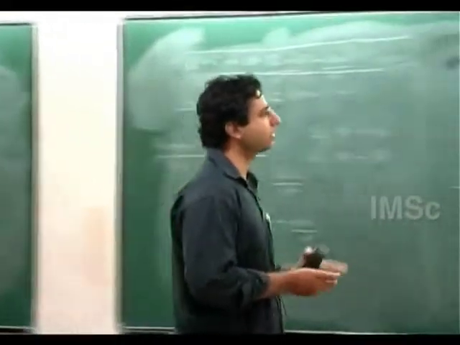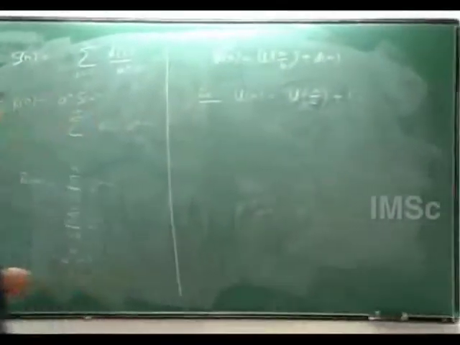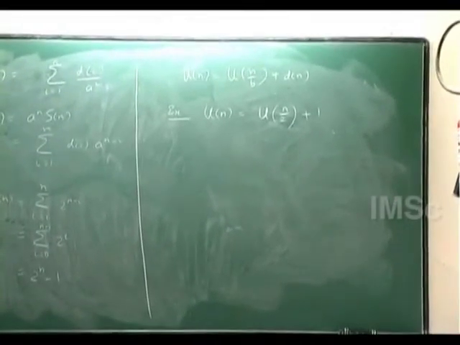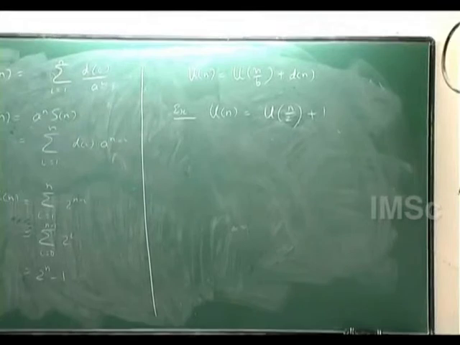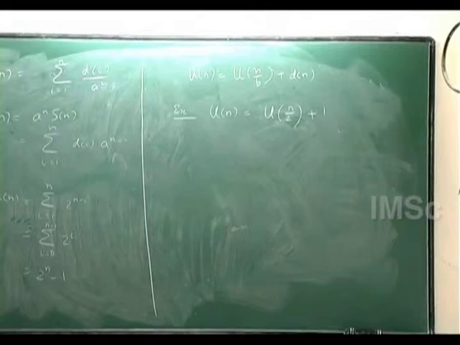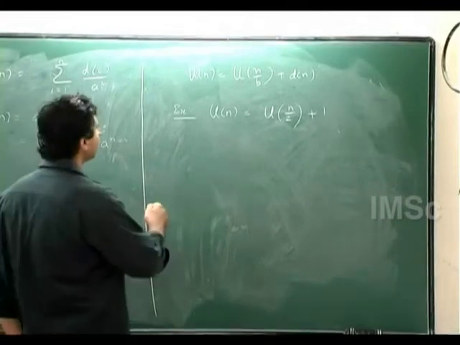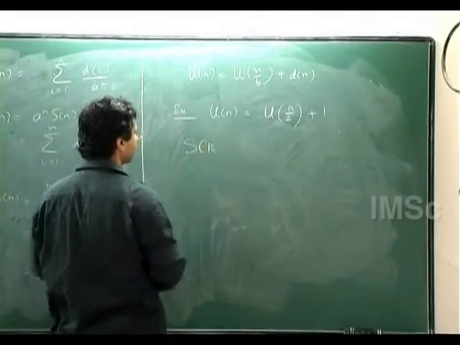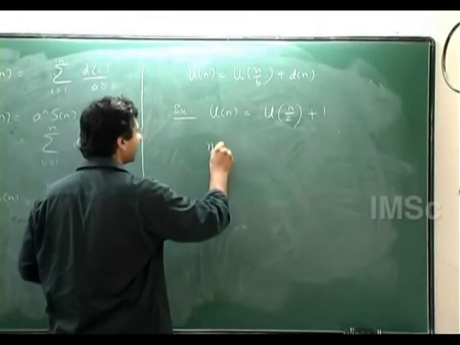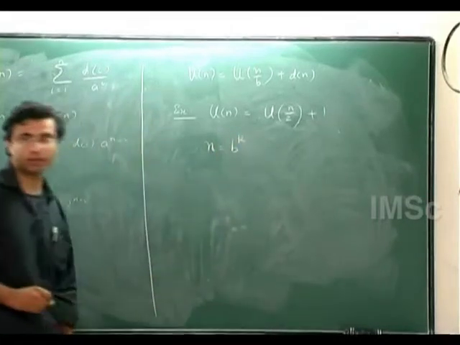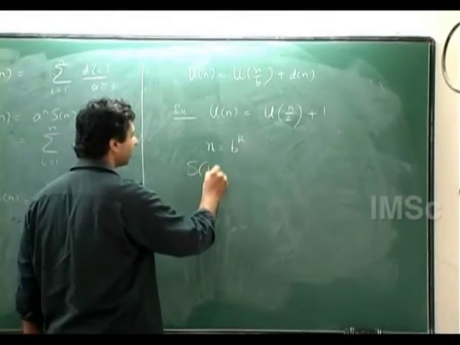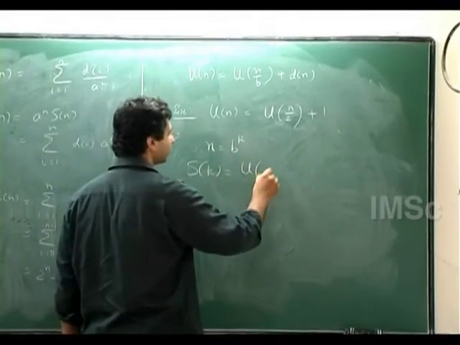Okay, so let's come back to this problem. So this recurrence. Now I want to do the same thing as we have done here. I want to reduce this recurrence of u to this fundamental recurrence. And so what do I do now? What we'll do is we'll define, say, n is some power of b, b raised to k. And then we'll define s of k to be u of n.